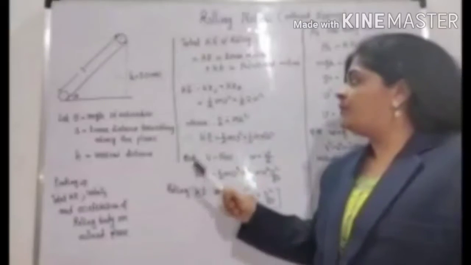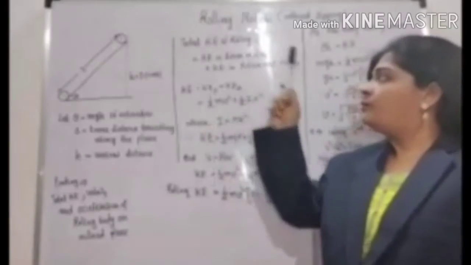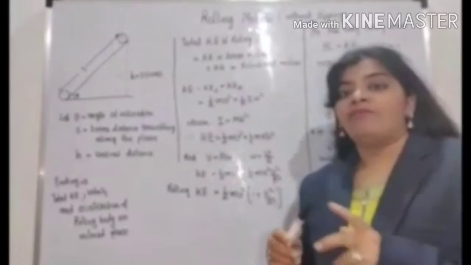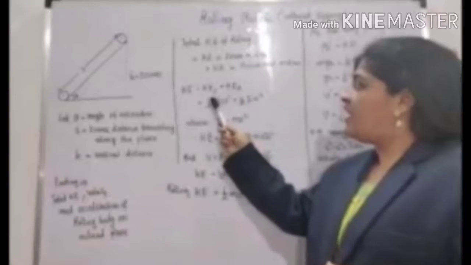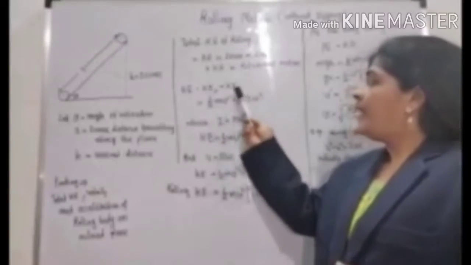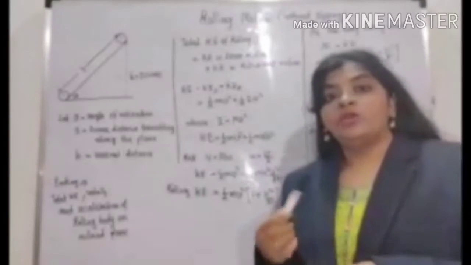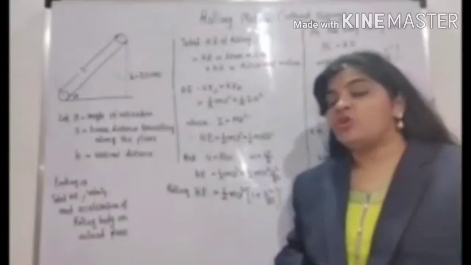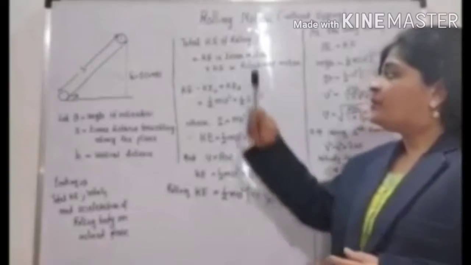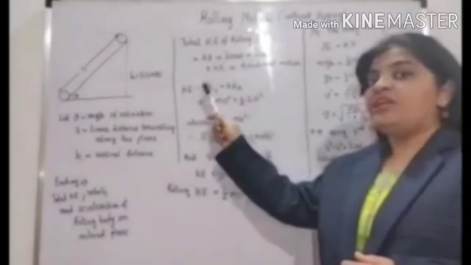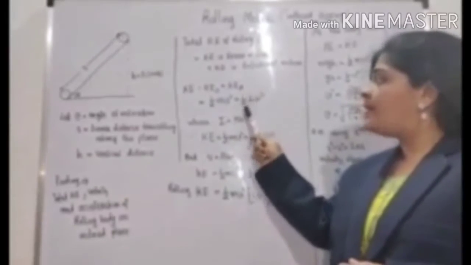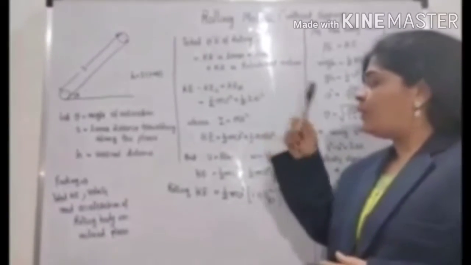kinetic energy in linear motion plus kinetic energy in rotational motion. The basic formula for kinetic energy in linear motion is half m v square. Substitute this for the kinetic energy in linear motion. And what is the kinetic energy in rotational motion? We learned this in a previous topic: half I omega square. Therefore total kinetic energy in rolling motion is equal to half m v square plus half I omega square.